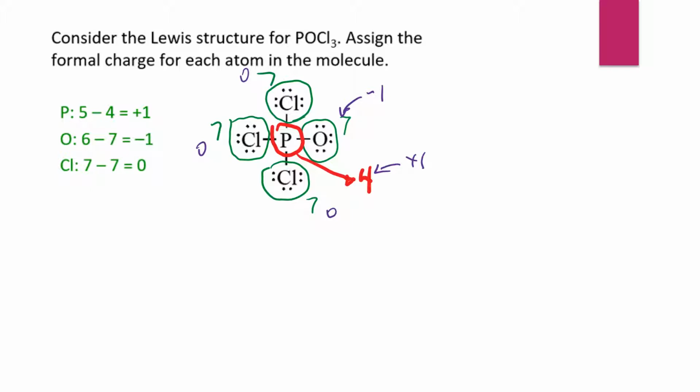Where it gets interesting is the phosphorus in the middle. When you cut those bonds in half, the phosphorus only has 4 valence electrons. Well, phosphorus is supposed to have 5. If it only has 4, it's lost 1. So the formal charge for phosphorus is a +1 because it lost 1 of its electrons. And conversely, the oxygen has 7 valence electrons when you cut that bond in half, which means it has 1 extra valence electron. Its formal charge is a -1.